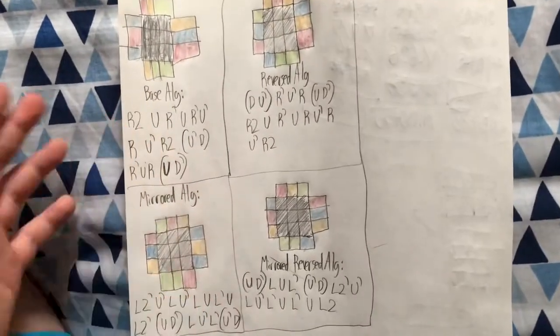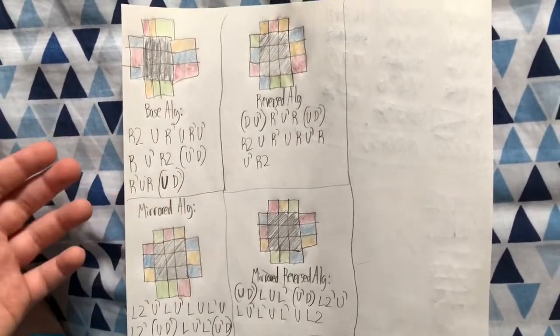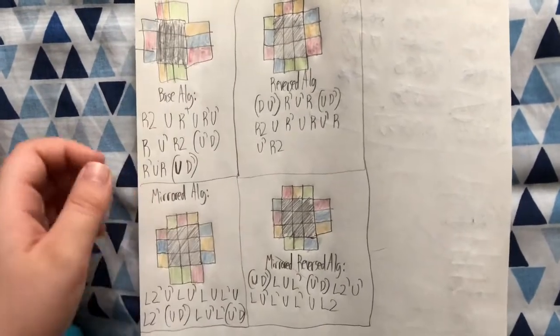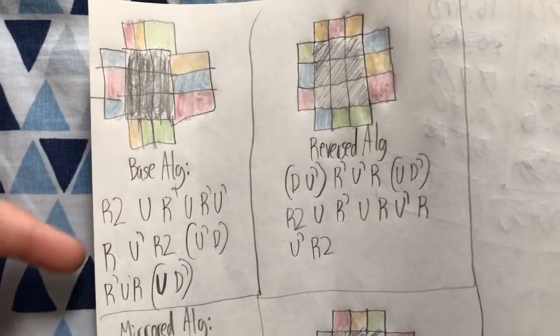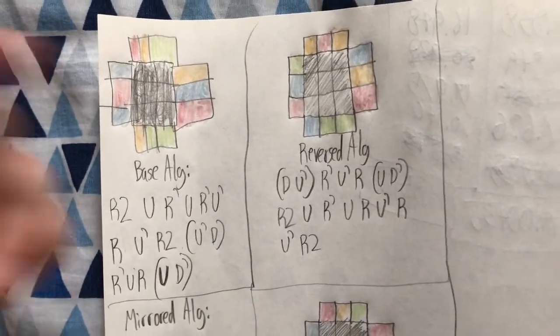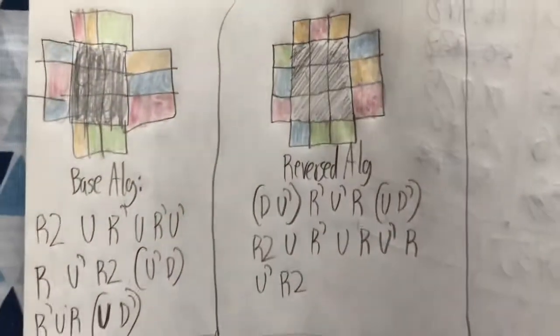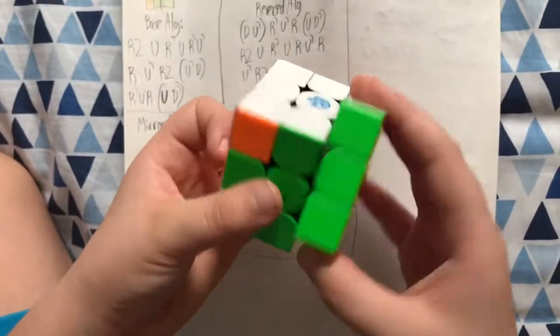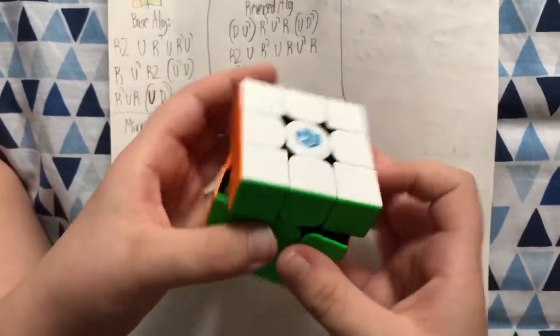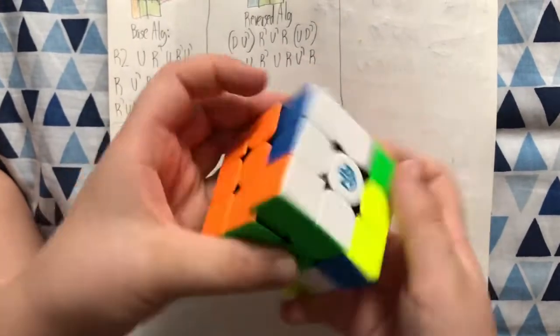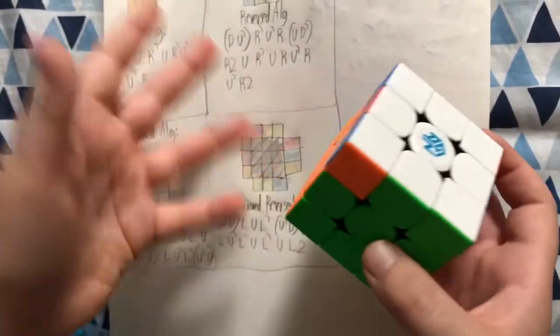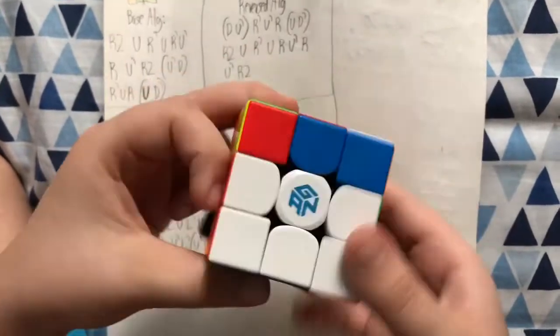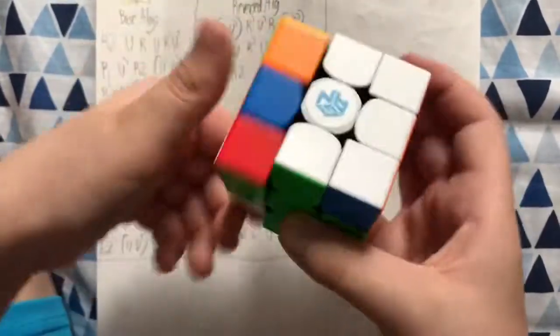Let's go. So basically I have this sheet right here. I'm not very good at drawing, which is why this is really not clean. We are going to be going off of one algorithm, the base algorithm, and we're going to be modifying it in some ways. We're going to have it reversed and also mirrored. This means instead of doing it the right-handed way, like this, we're going to be doing it reversed. So that algorithm, but flipped around. And we are also going to be doing it left-handed.